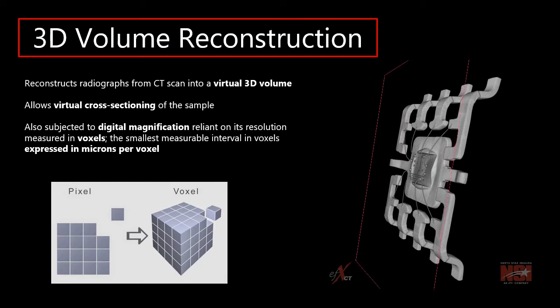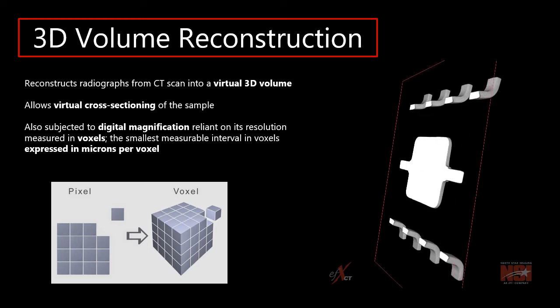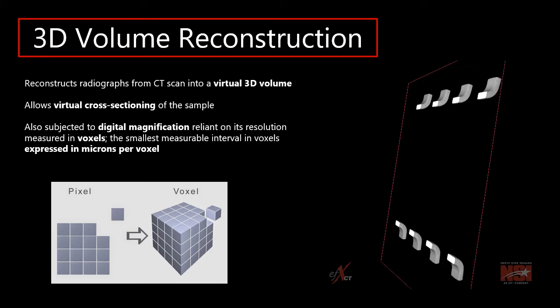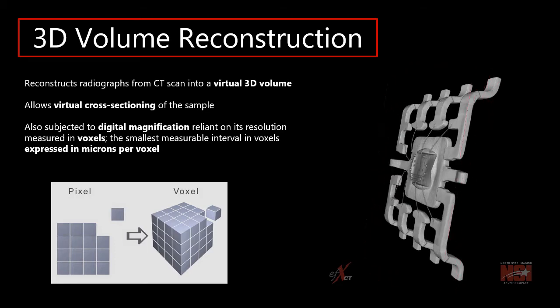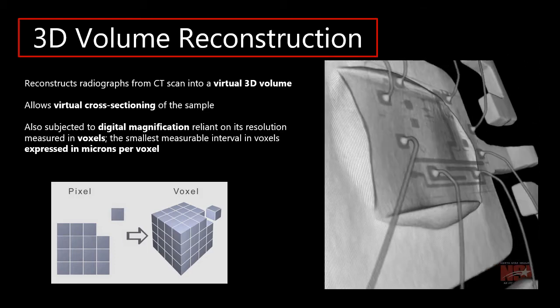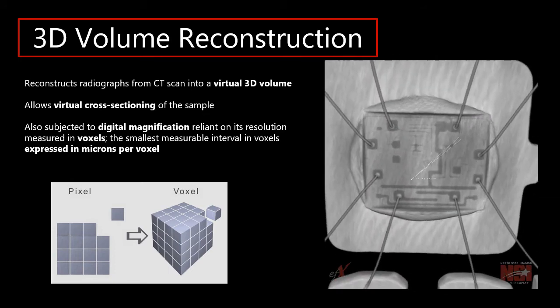Three-D volume reconstruction allows virtual cross-sectioning of the samples, which is generated by digital radiography. It is also subject to digital magnification, relying on its resolution measured in voxels. The smallest measurable interval in voxels is expressed in microns per voxel. So in terms of pixel, we are viewing the image in 2D, while in voxel, we are viewing the image in 3D, and we are expecting to have X, Y, Z planes.